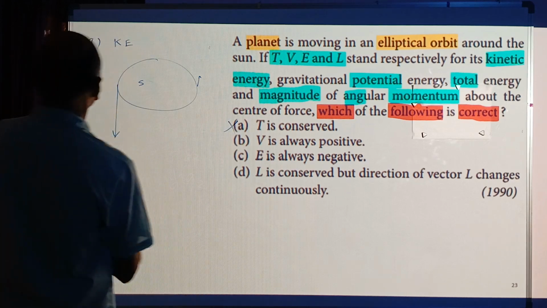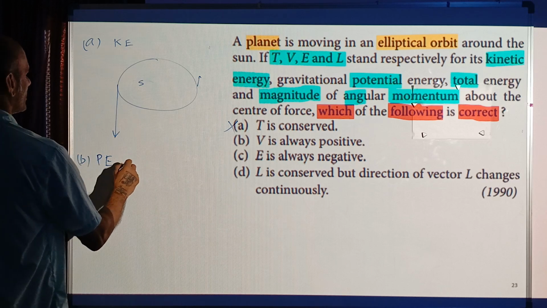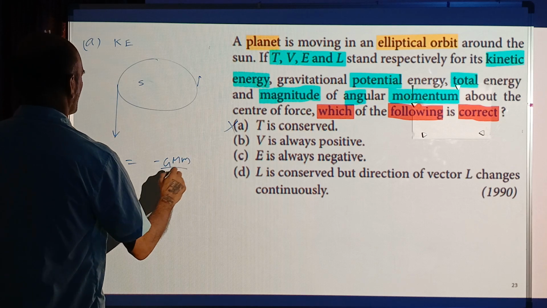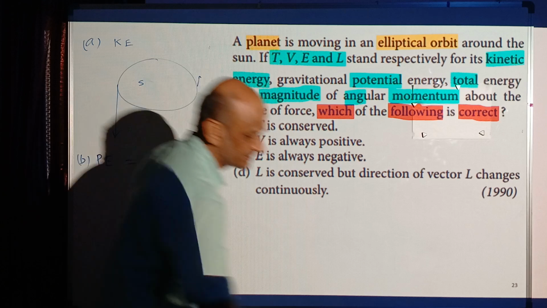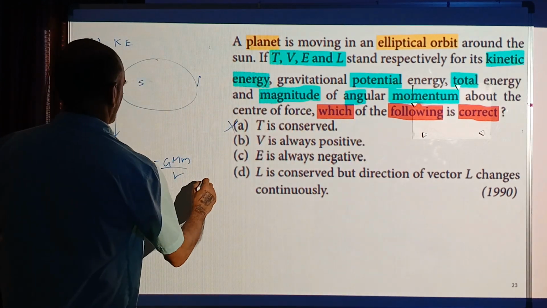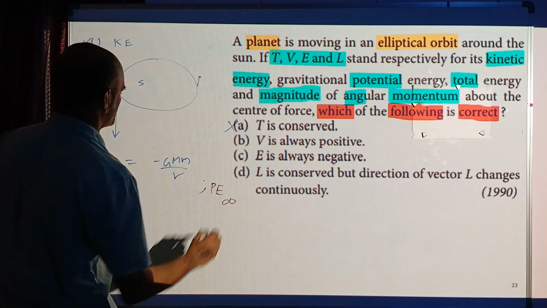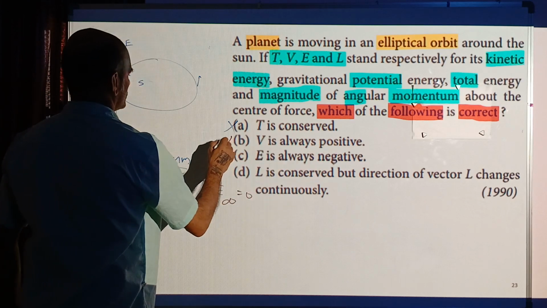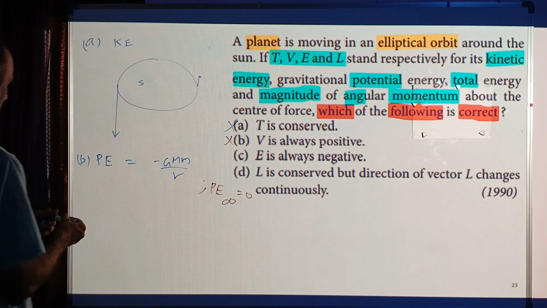V is the gravitational potential energy, which is given as minus GMm by r. Here the reference is that potential energy at infinite separation is 0. This is by assumption. With this assumption, it's always negative. So this option is not true. It's always negative.